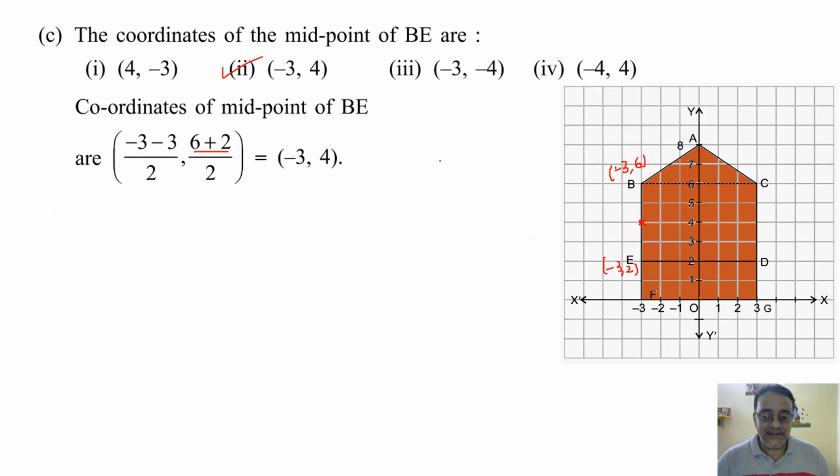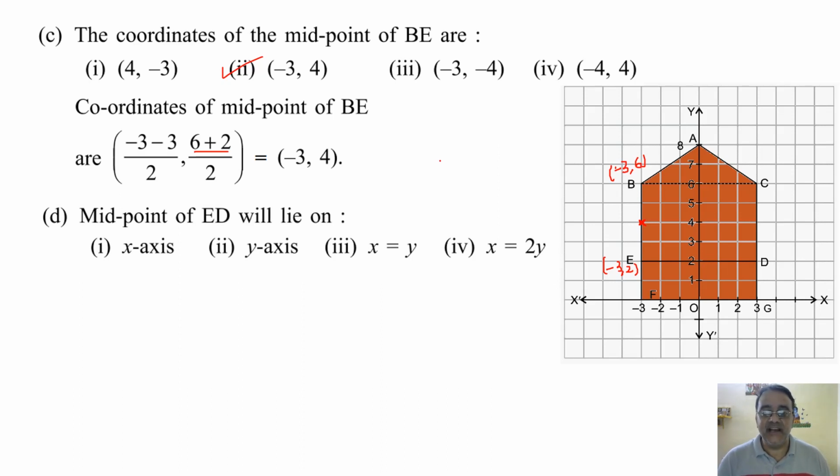Right. So now next question, midpoint of ED will lie on dash. देखो ED यहाँ पर है, midpoint यहाँ पर है. कहाँ पर है? आंसर क्या है? Y axis. ठीक है, तो ये तो दिख रहा है, तो इसलिए मैं यहाँ पे टिक कर दिया. Otherwise what you can do, you can find the midpoint. कैसे? देखो ध्यान से, ये 3 और 2 है.